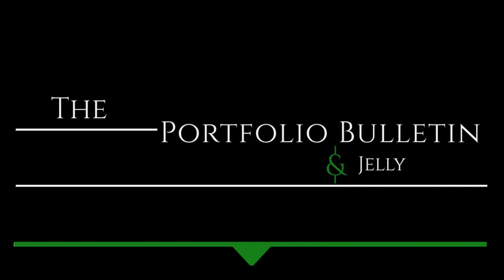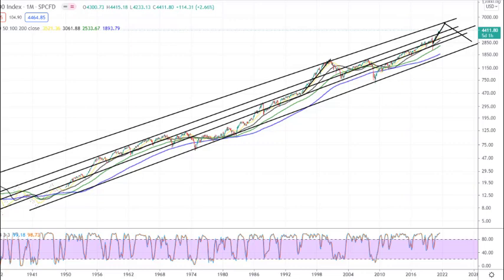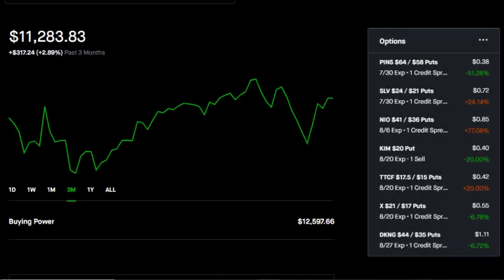Hi everyone. Today let's talk about my options portfolio. I'll start off by going over a couple of indices including the S&P 500, TLT, as well as DXY or the dollar index. Then I'll go over my Robinhood portfolio as well as my portfolio with Tastyworks.